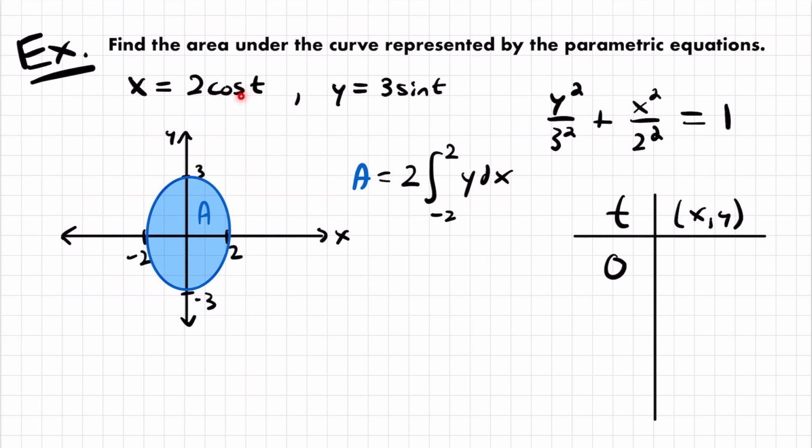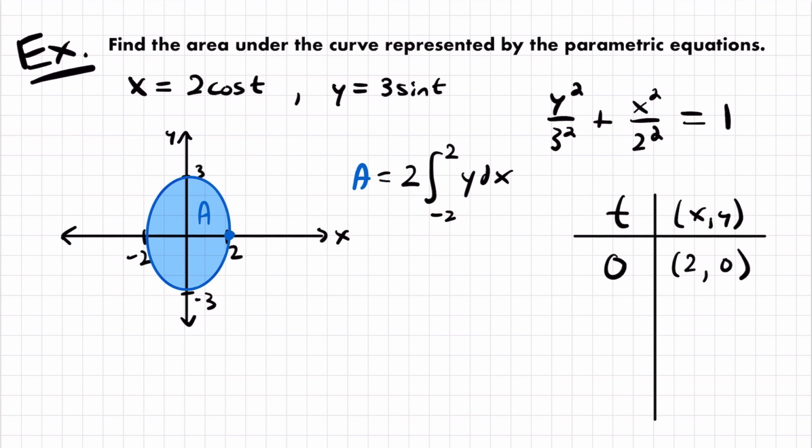Cosine of 0 is 1, so we have 1 times 2. So x will be equal to 2. And then for y, we'll have y is equal to 3 times sine of 0, but sine of 0 is 0, so 0 times 3 is 0, so y is equal to 0. So when t equals 0, our coordinate point is (2, 0), and that is going to be this point right here, right? That will be the point (2, 0).